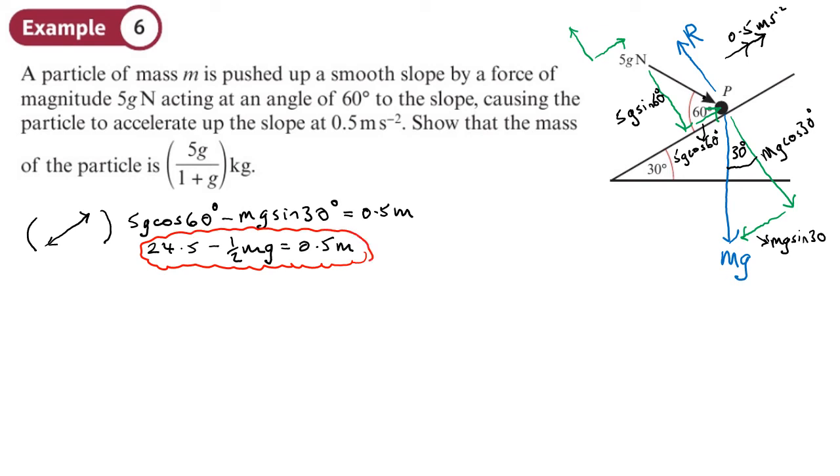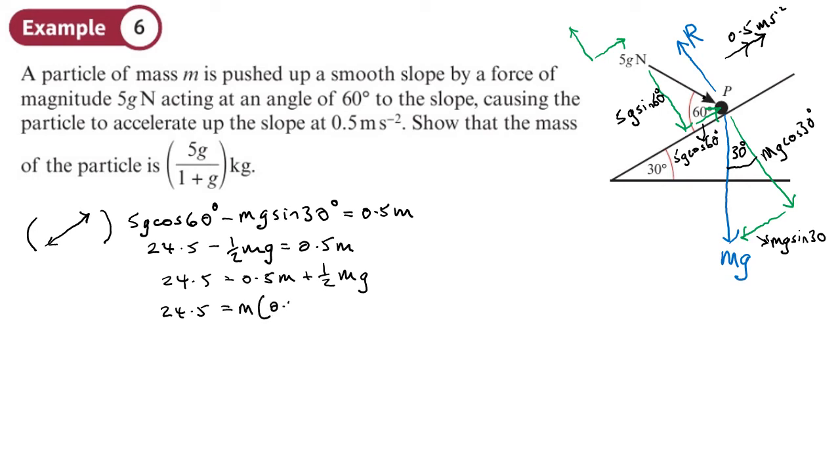Oh yes, we do need to work out m. What am I talking about? Let's get rid of that then. So that means that if we move both the m's across, we'll have 24.5 equals 0.5 m plus half mg. Let's factorize it. 24.5 equals m times (0.5 plus half g). Okay, so m equals 24.5 divided by (0.5 plus half g).